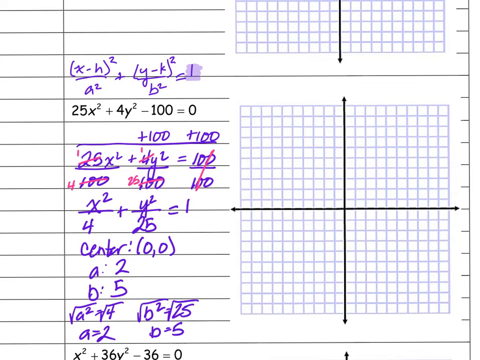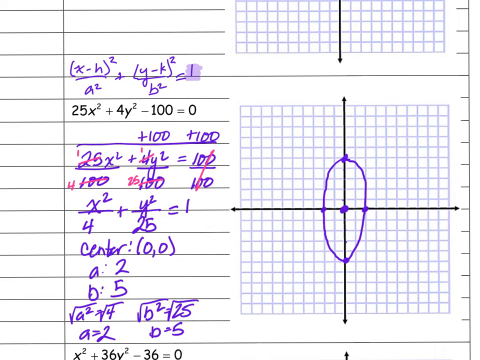So I'm centered at 0, 0. And I go 2 out to the left, 2 to the right. And then I go 5 up, 1, 2, 3, 4, 5. And 5 down, 1, 2, 3, 4, 5. And then I attempt to draw an ellipse that looks vaguely correct. There we go. Okay, so that wasn't too bad once I put it in form.